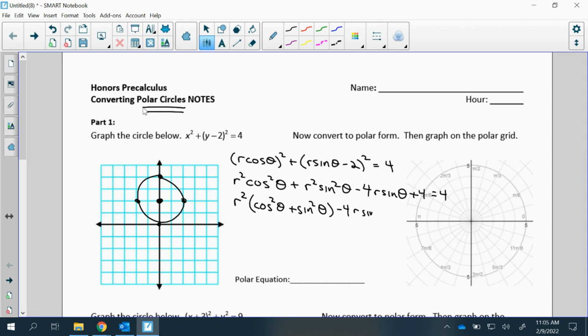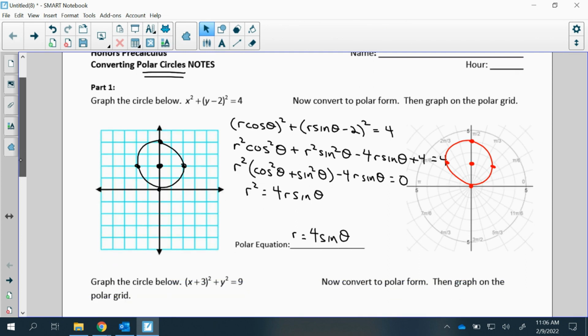So we get r squared, then we factor out the cosine squared plus sine squared, which equals 1. So then r squared times 1 minus 4r sine theta equals 0 because we subtract the 4 over to both sides. Then we can add the 4r sine theta over to the right, and we divide by r, and we get r equals 4 sine theta. The reason we're allowed to divide by r in this problem is because r is not going to equal 0 on the circle, so we're not dividing by 0. And then we end up with the exact same circle that we had in rectangular coordinates.